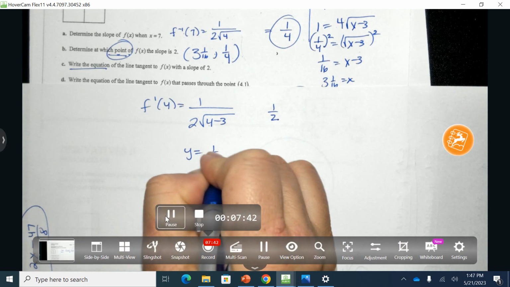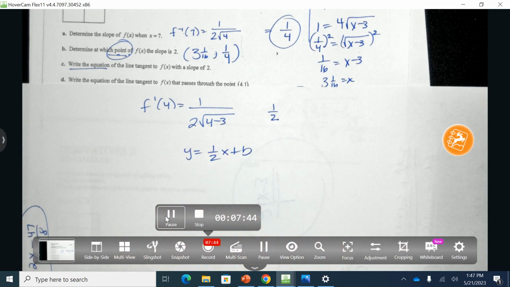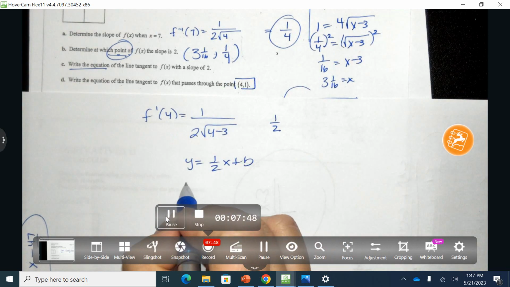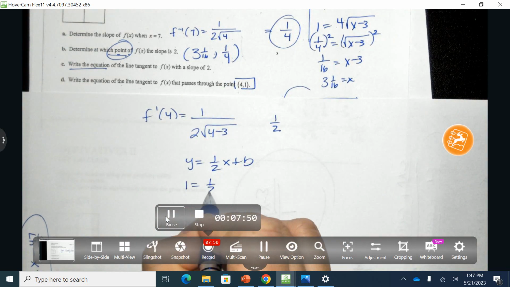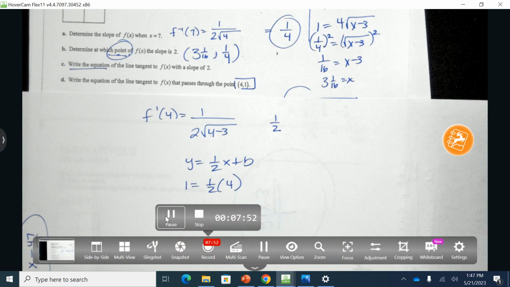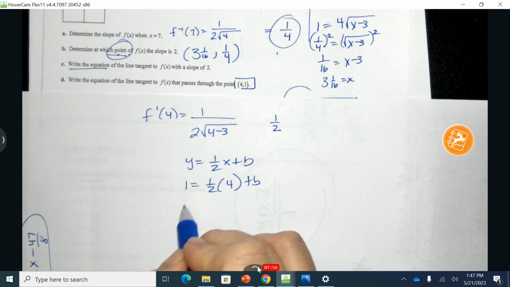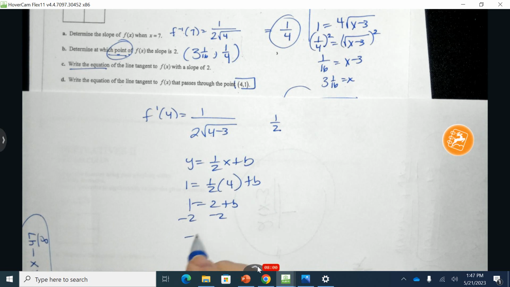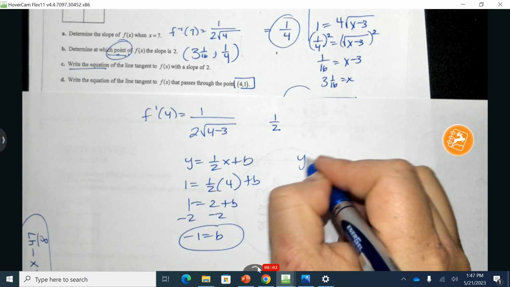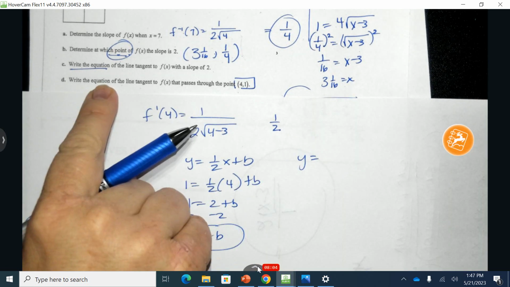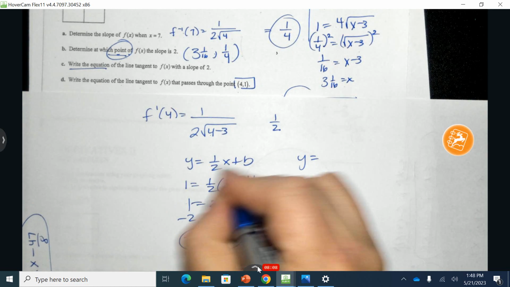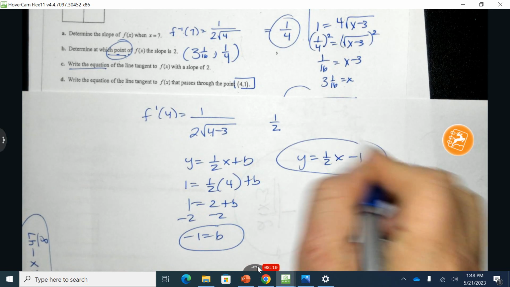So y equals 1/2 x plus b. Now, where do I get the ordered pair? It's right here. There's my x and my y. My y is 1. My x is 4. Let me move this down so you can continue to see this. Half of 4 is 2. Move 2 to the other side. 1 minus 2 is negative 1. My final equation of a line tangent that passes through this point will be y equals 1/2 x minus 1.